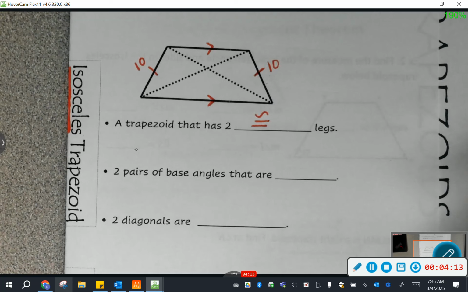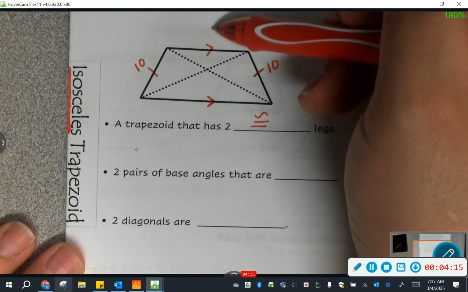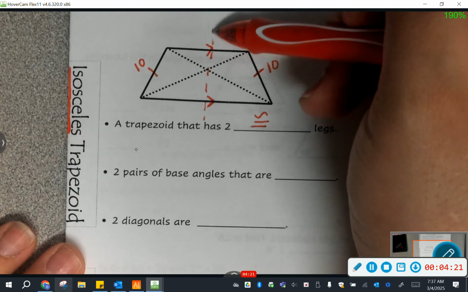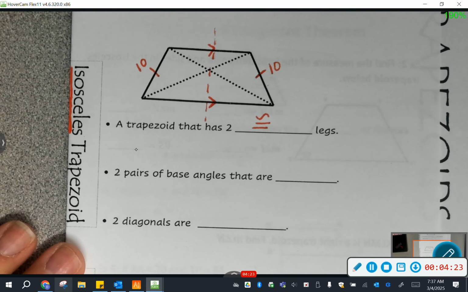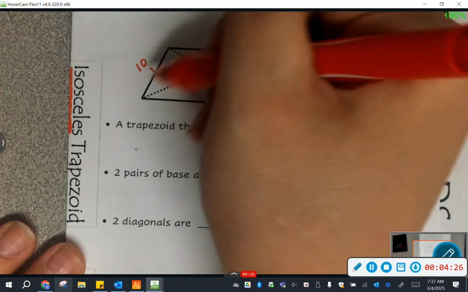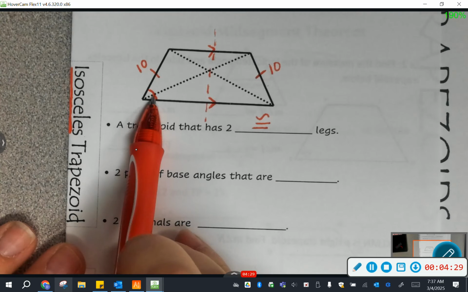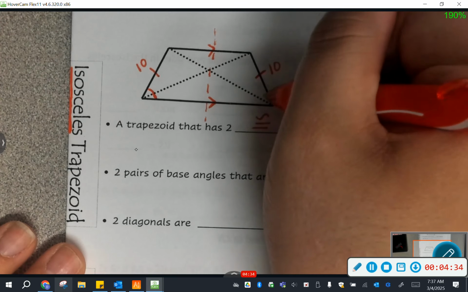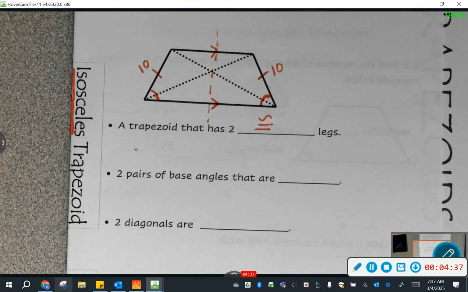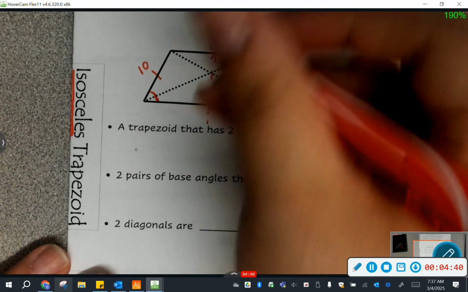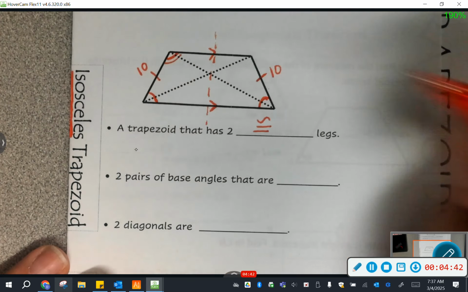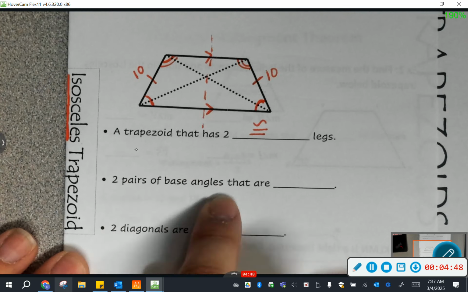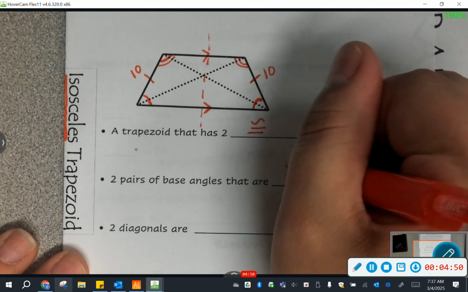Because of that, an isosceles trapezoid is actually, if I were to draw a line down the middle, symmetrical. Y'all remember when we talked about lines of symmetry? If we fold it, whatever happens right here, what's going to happen right here? They'll be the same because if I fold it, they'll be the same. And whatever happens up here is also the same. So 2 pairs of base angles that are congruent.